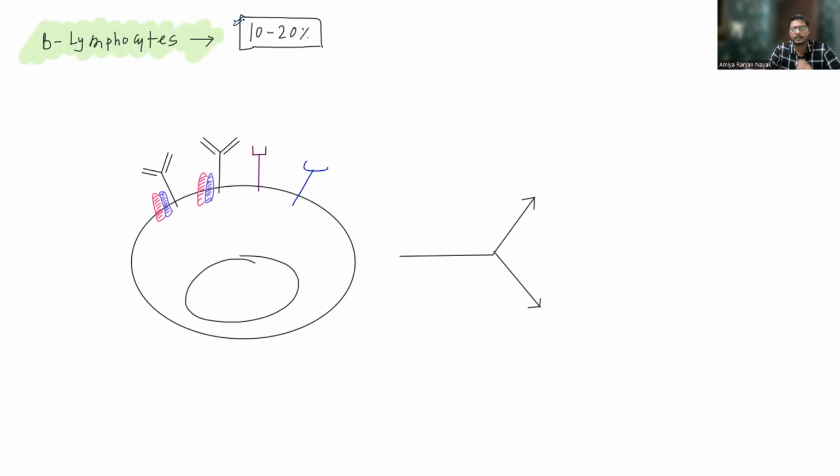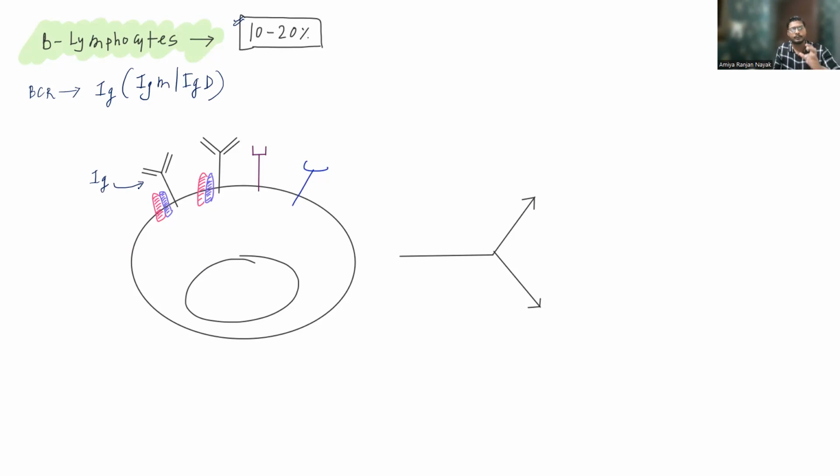Now we'll see what is the structure of B cell receptors. Basically, the B cell receptors are nothing but immunoglobulins, of class either IgM or IgD. Most of the time it is IgM. So B cell receptors are nothing but the immunoglobulin molecules, either IgM or IgD, but most of the time it is IgM. If you see here, this is the immunoglobulin molecule.